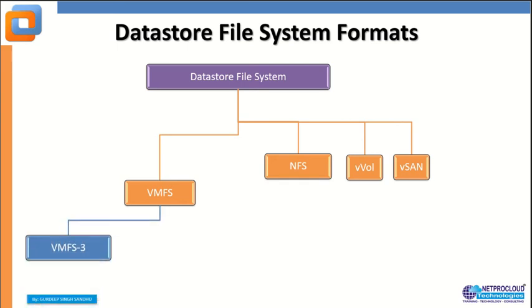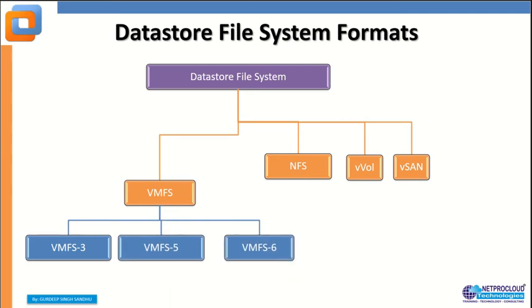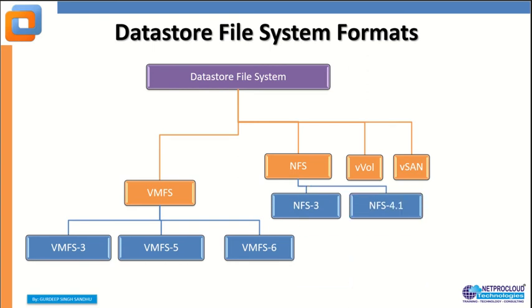If we talk about the virtual machine file system, we have VMFS 3, VMFS 5, and VMFS 6. And if we talk about NFS, we have two versions, NFS 3 and NFS 4.1.